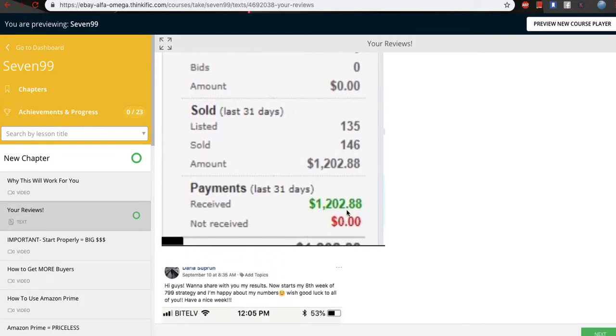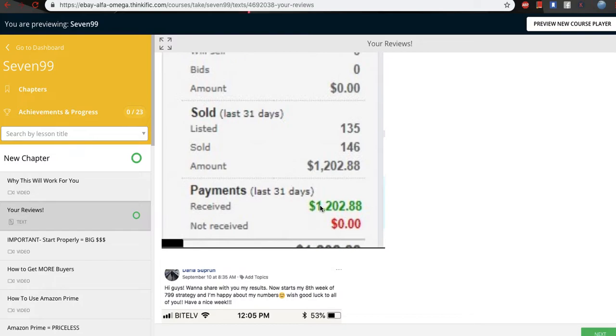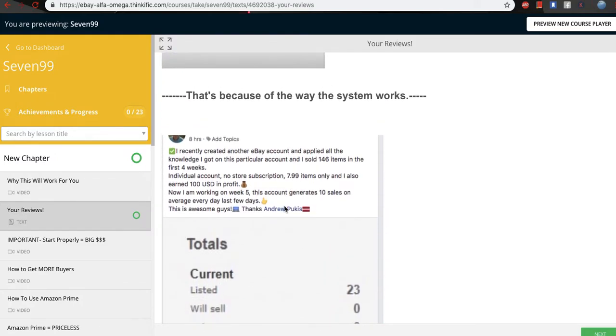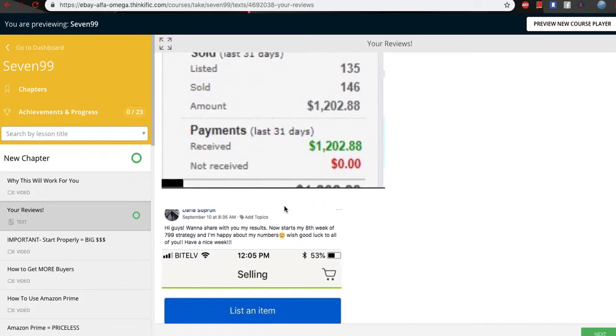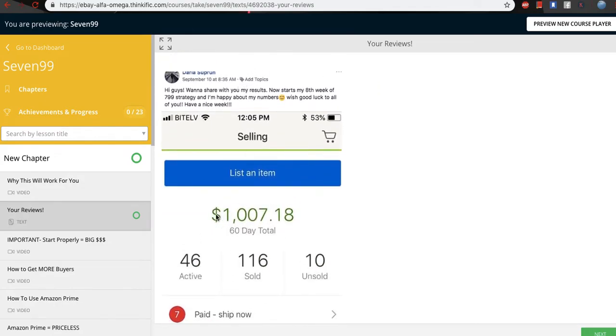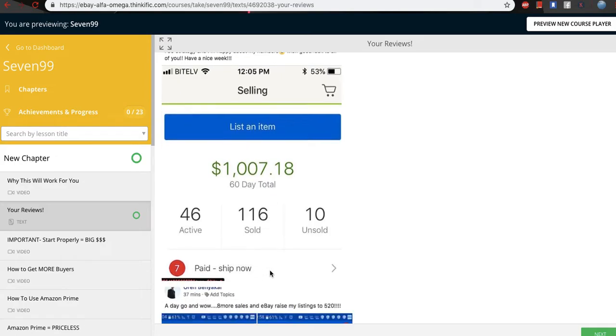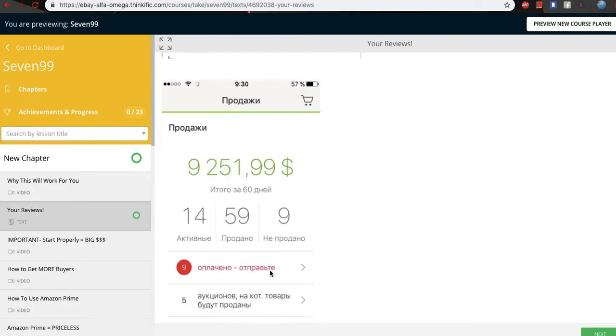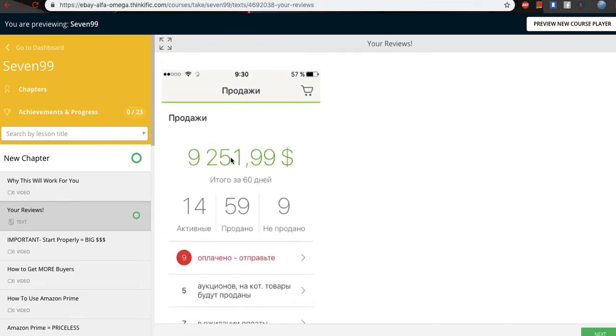You see, the profits here are not big, but you have to know how to do this because you can do the same and then you scale. Another guy, kind of small numbers, right? But there is a secret behind this. That's how you later get bigger numbers, like numbers like those. I don't know, this is in Russian, I think. All right, so anyway, 59 sold out of 14 active.